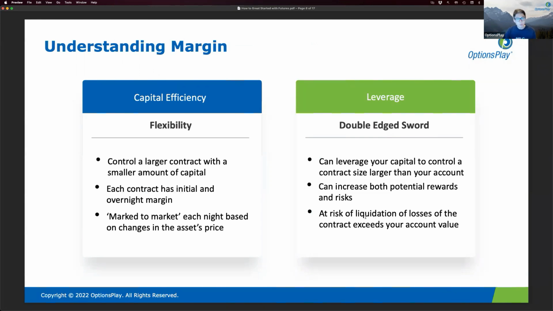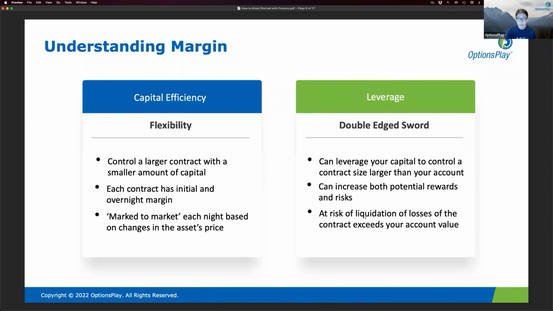So what I do want to spend some time on is talking about margin requirements, because this is really what throws off new traders when it comes to futures, because there's a margin requirement in order to get into the contract. It's a fraction of the contract size that you are trading to enter the trade. And you can think of this in two different ways, right? You can think of it, one, as capital efficiency.